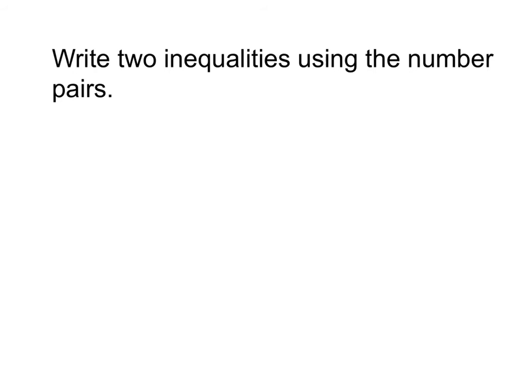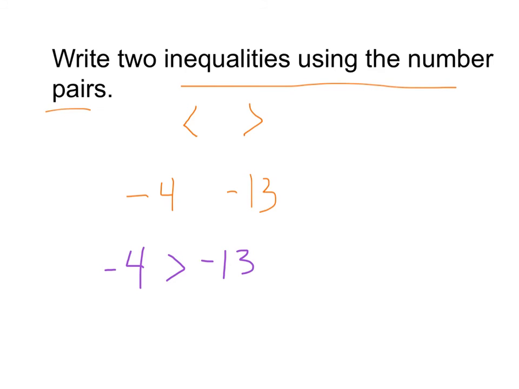One last thing you'll be asked to do is to write two inequalities using the number pairs. So let's just say we have this number pair, negative 4 and negative 13. Remember, inequalities have a greater than or less than sign. Now I know that negative 4 is greater than negative 13 because it's closer to 0. So when you're dealing with negative numbers, remember the closer to 0 you are, the bigger the number. So one of my inequalities that I might write would be negative 4 is greater than negative 13.